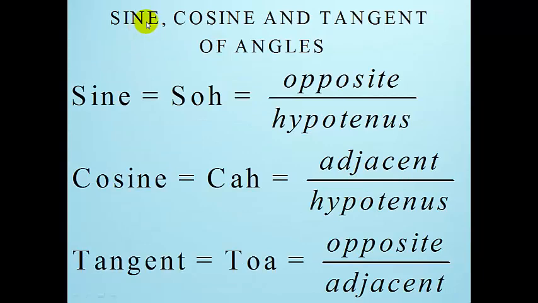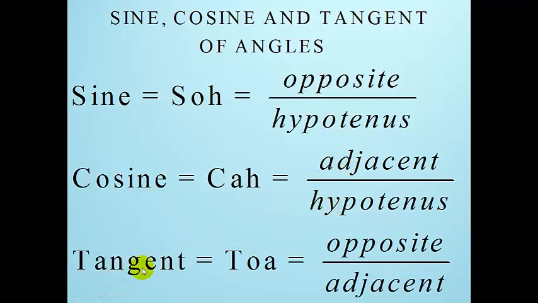Now we have the sine, the cosine, and tangent of angles. Sine is equal to SO. That is the opposite side over the longest side, that is the hypotenuse. So sine of an angle is equal to SO, the opposite over the hypotenuse of the triangle. Cosine of an angle is equal to K. That is adjacent over hypotenuse. So the adjacent of the triangle, considering the angle theta, over the hypotenuse.